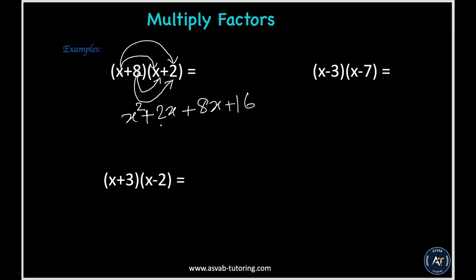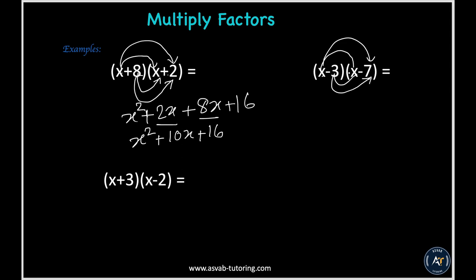Now you need to combine the like terms. These are the like terms. So you have x squared plus 8 plus 2 is 10x plus 16. Okay, let's do the next one. Do the same way. Let's draw that. It will be easy for you to understand.